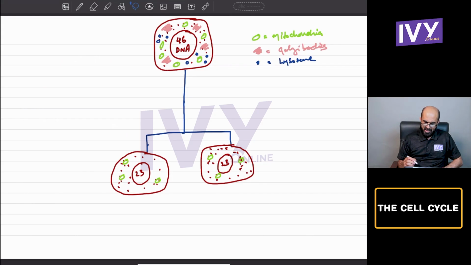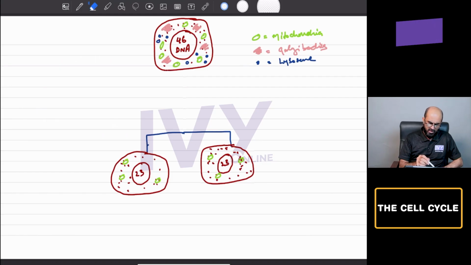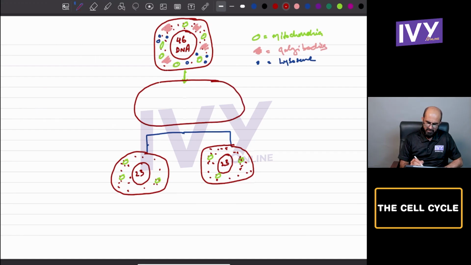But this is not the case actually, because if the same case continues, then everything will decrease in concentration. So what's going on at this stage is that there should be one step where the cells will increase in size. The nucleus will also increase in size. Now here we have the DNA as 92 DNA, not 46. It becomes doubled.